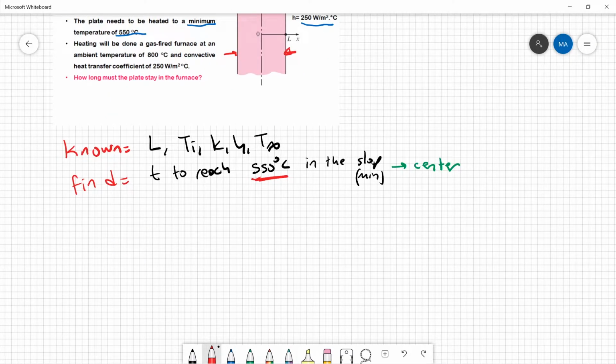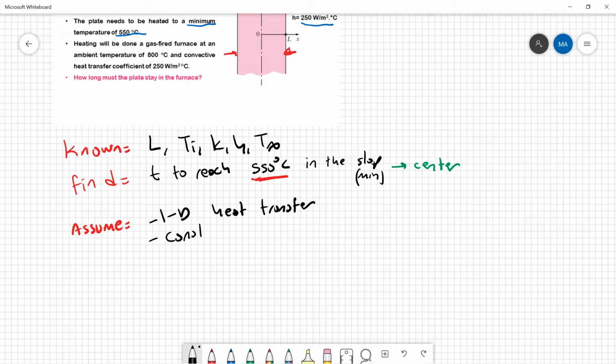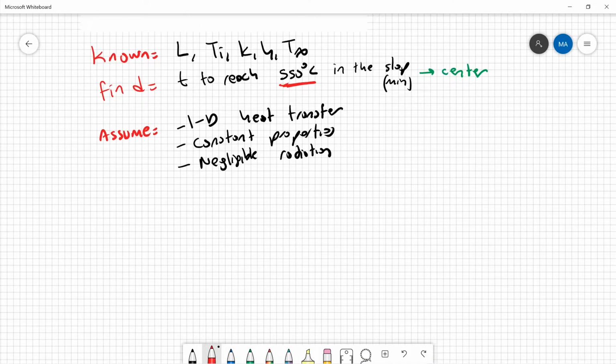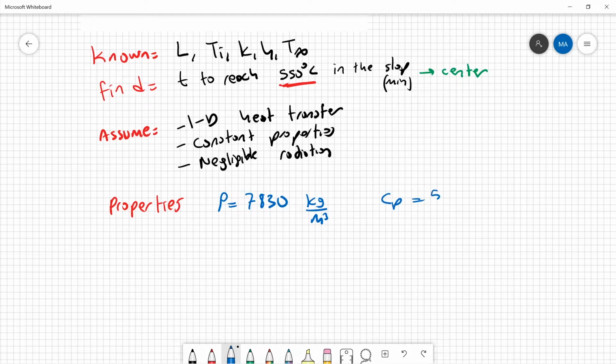What is next? What are our assumptions? We'll assume it is 1D heat transfer only in the x direction. We'll assume constant properties. We'll assume negligible radiation. And we can also list our properties here. This is a steel slab, so we can look up the properties of steel from our textbook. Density is given. Heat capacity is 550 joule per kilogram per Kelvin. And thermal conductivity is 48 watt per meter per Kelvin.